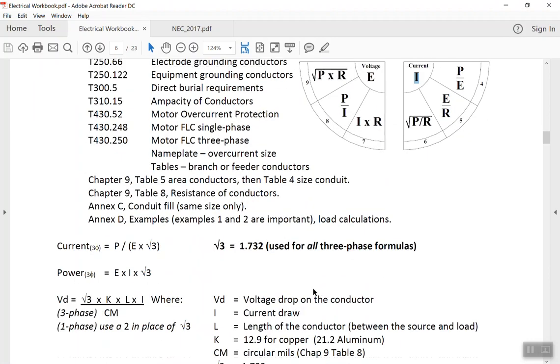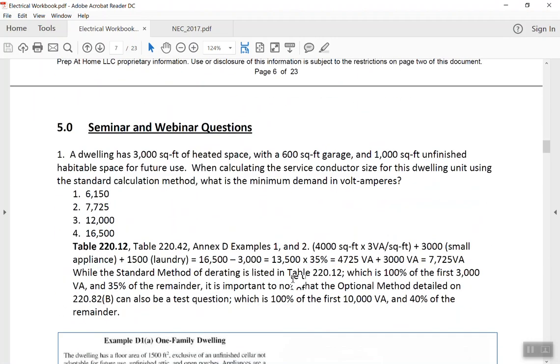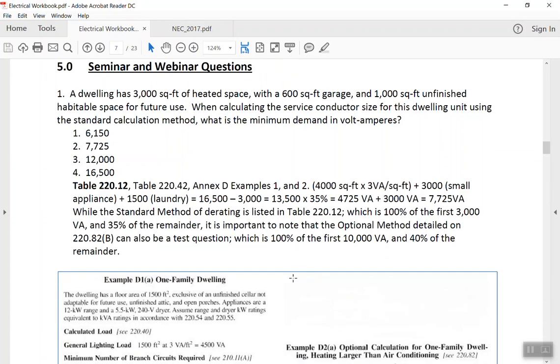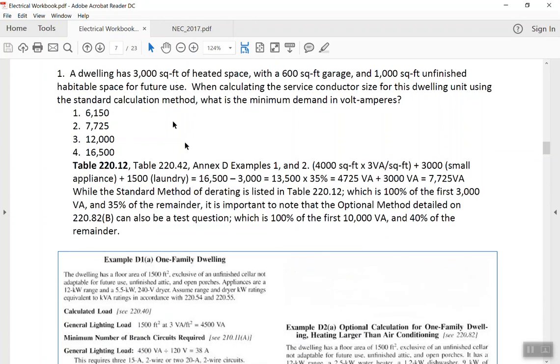Okay, I'm going to re-emphasize here that once again the workbook, going back to page 6, has the form of the wheel, but this next question on page number 7 of the workbook is also a service load, and it goes through exactly the same kind of math. It's just based on the square footage of the house, 3,000 square feet plus, and then there's a garage which you don't count because you don't live in the garage, and it's not heated, right? It's not livable space, but this 1,000 unfinished habitable space you would add, so that'd be 3,000 plus 1,000 for 4,000 square feet, right?